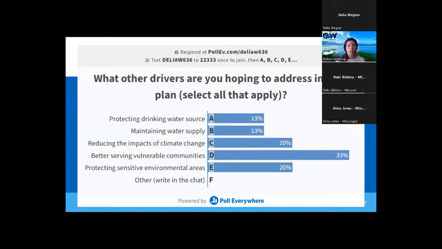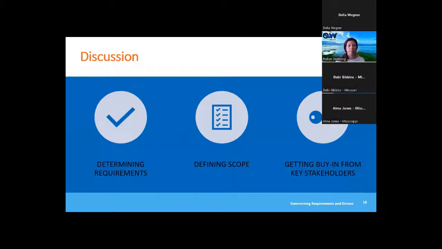Okay, next slide. So here are the main points of determining your requirements.